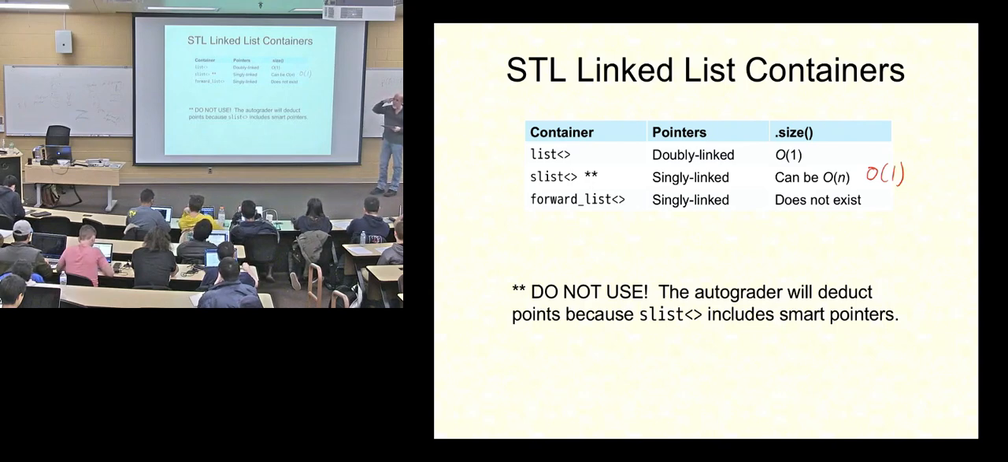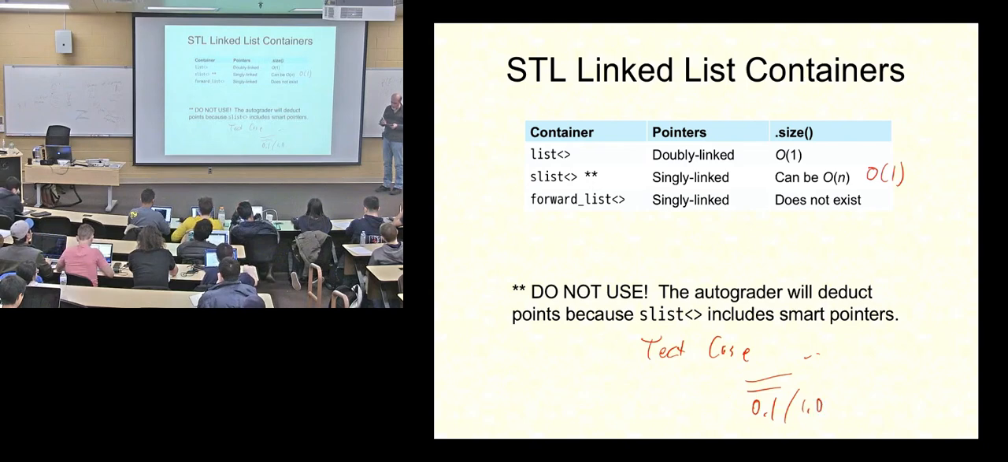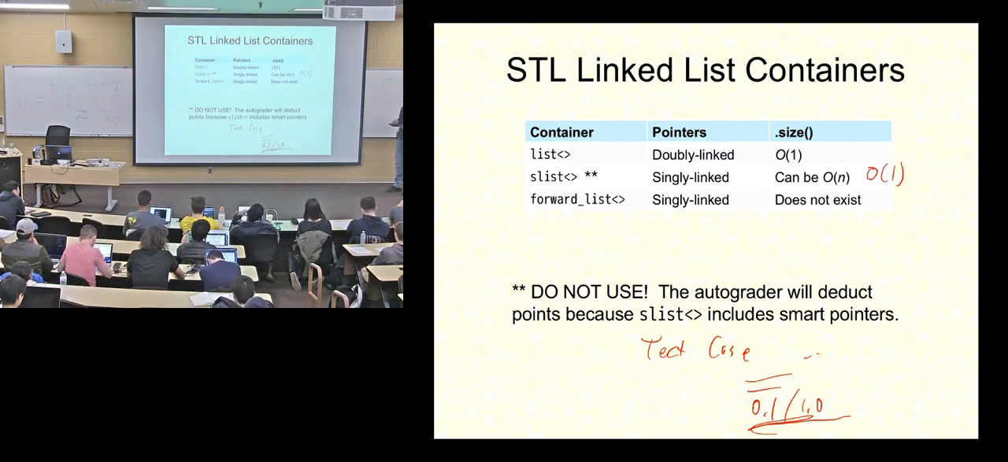Don't ever use slist because slist includes smart pointers. On the autograder, if you see a test case where your time and your memory are fine, and you get like 0.1 out of 1.0, there'll be a message below it that says, look at the compiler warnings. If you use smart pointers, the autograder deducts 90% of your score off the top of everything. So it'll provide a warning, like every test case will say, look back at the make output, and the make output will say you're using a prohibited library.